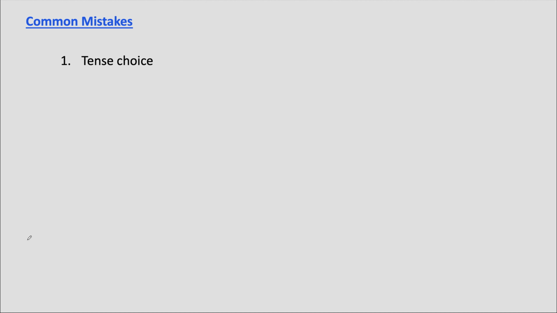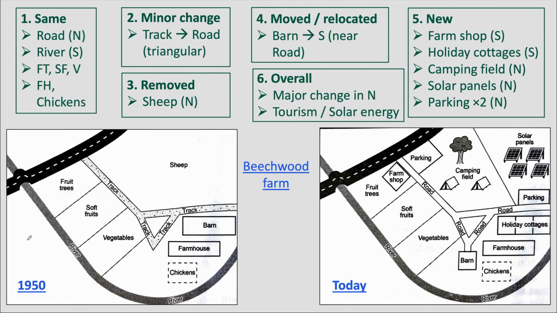Before we sign off, let's quickly look at a few common mistakes. Very often, marks are lost not because of ideas, but because of small things we don't notice while writing. First, always pay attention to tense. Here we have an old map from 1950 and a present day map. So we naturally use past tense for 1950, present tense or present perfect tense to describe changes up to now.